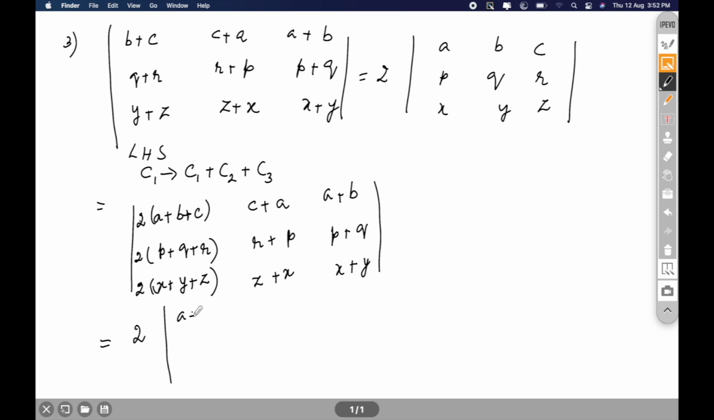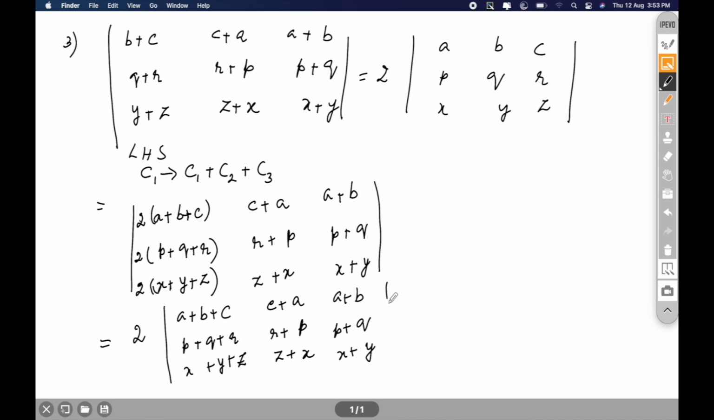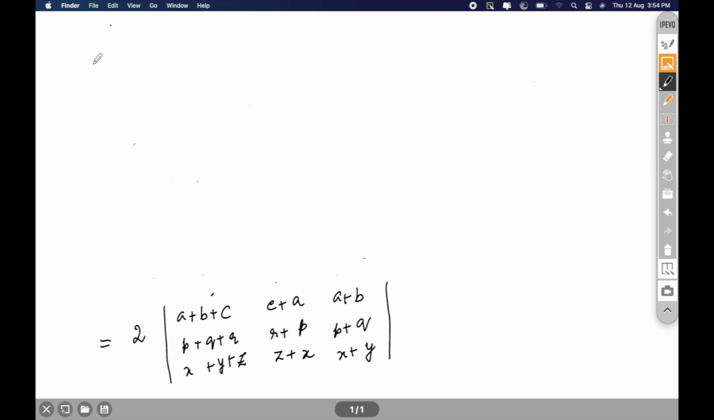And we are left with A plus B plus C here, P plus Q plus R here, and X plus Y plus Z. And the remaining elements to be written as they are: Z plus X, A plus B, P plus Q, X plus Y. Let me rub the upper part of the board. Now I shall use another property, the property that I used in the very first step.